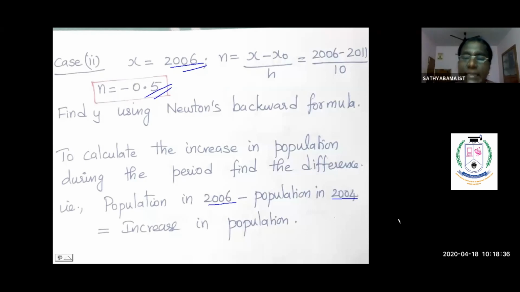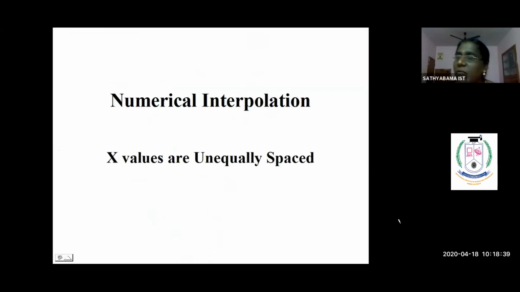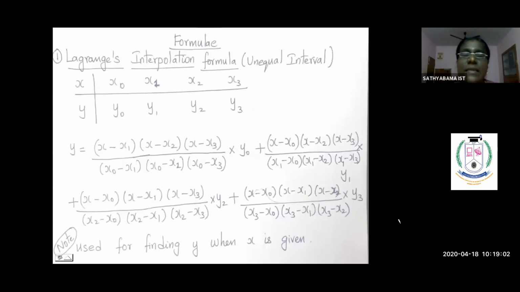So I think you can take it as an exercise and you can solve this. Now we'll go for the second set of values, that is, x is unequally spaced. When x values are unequally spaced, how are you going to do interpolation? Already at the start of the session, I told you the only available general method is Lagrange's. Lagrange is always applicable for both equally spaced as well as unequally spaced. But because of the lengthy calculation, we avoid doing this for equally spaced. We can do this for unequal intervals alone.